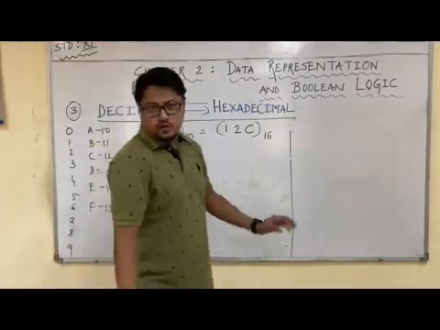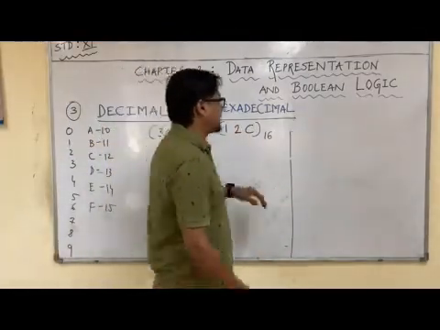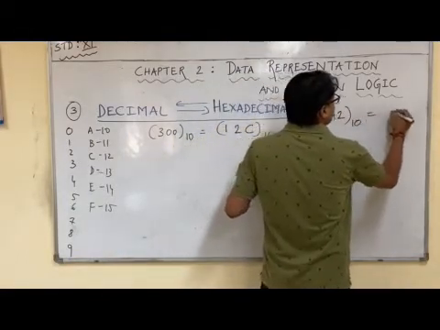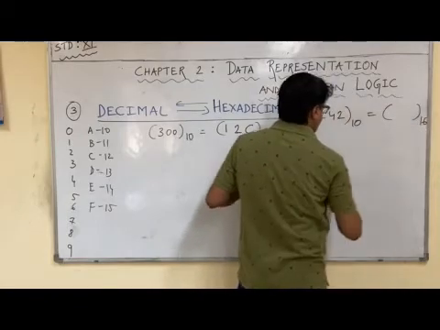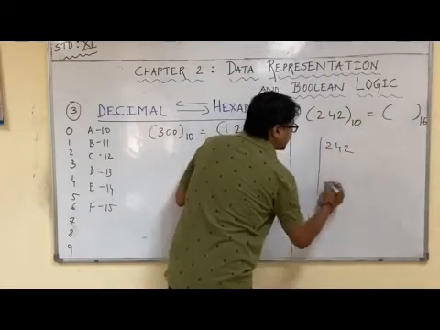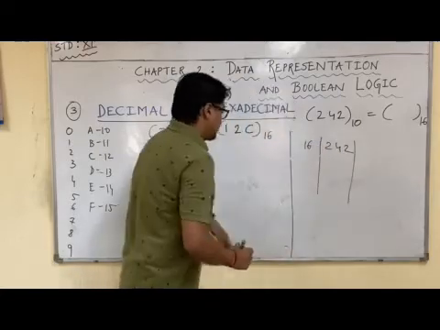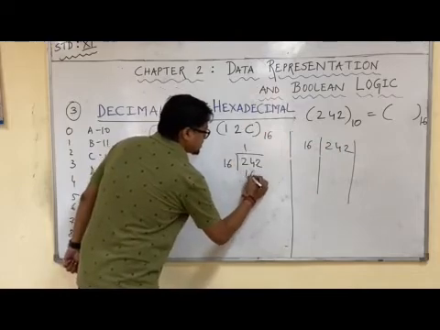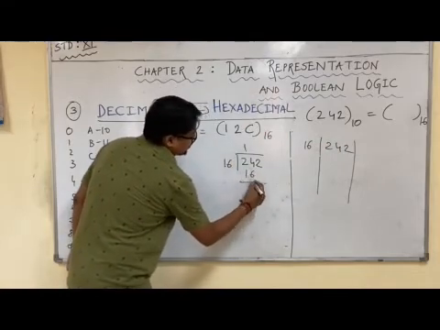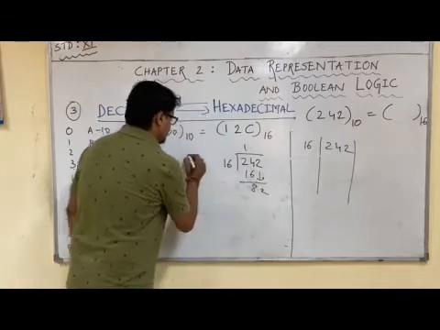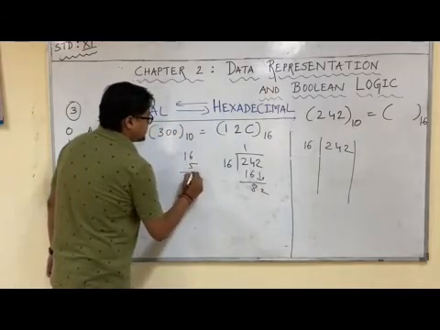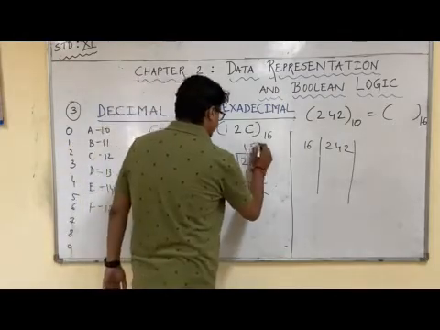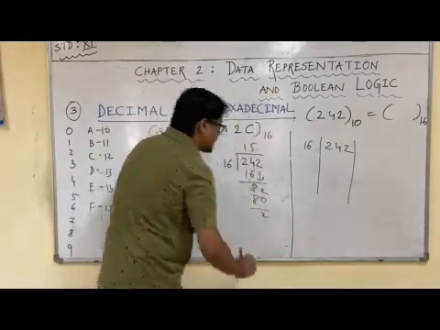Okay students, let us see one more sum to complete this conversion of decimal to hexa. Say 242 is in decimal and I want to convert it into hexadecimal. So 242 divided by 16. Let us do the rough work here. 16 ones are 16, 8 and 2 is brought down. 16 5s are 80. My remainder is 2.